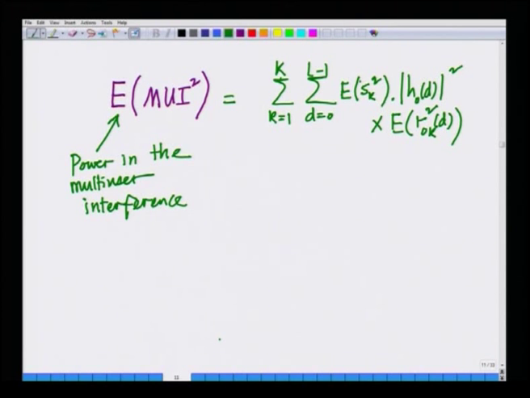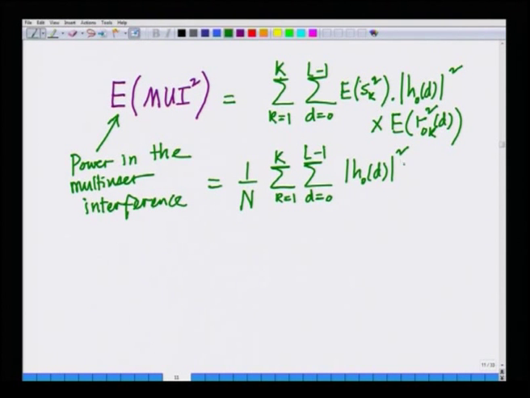This we have seen before, expected R 0 k, the cross correlation between user 0 and the kth user for shifted lag d is nothing but 1 over n. Hence, I will write this as 1 over n, summation k equals 1 to capital K, summation d equals 0 to L minus 1, magnitude H 0 d square into expected S k square, which is nothing but P k.